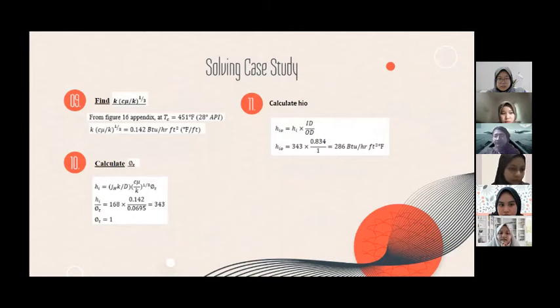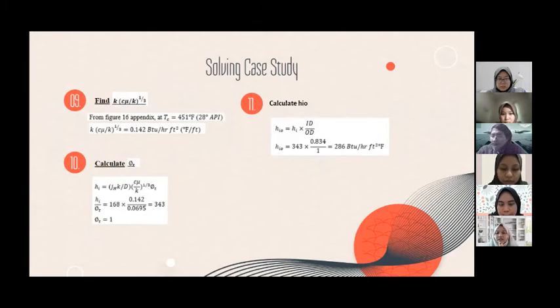Step 9 is to find k multiplied by (c times viscosity divided by k) to the power of 1 over 3. From figure 16 in the appendix, when the tc is equal to 451 Fahrenheit, we get the value of 0.142 BTU per hour feet squared. And for step 10, we calculate the phi t, and we got the phi t value of 1.